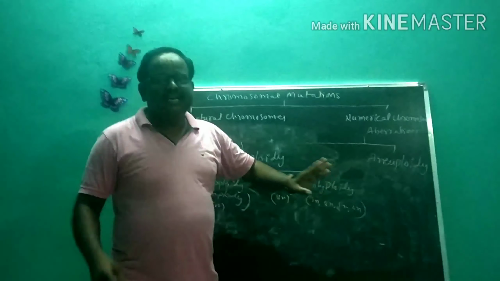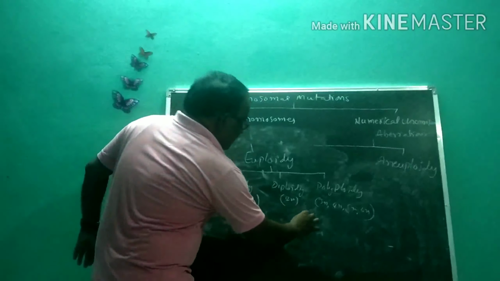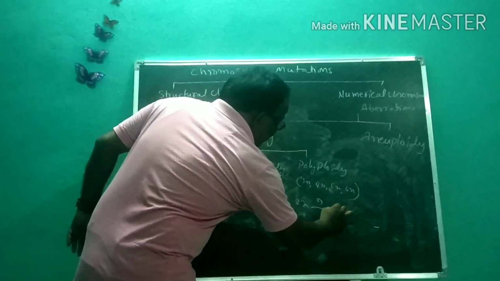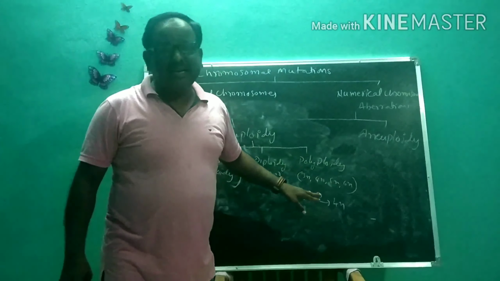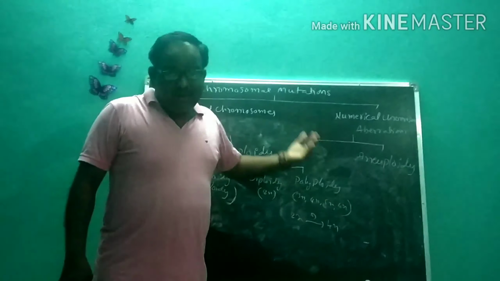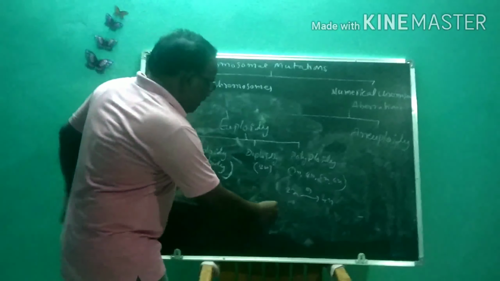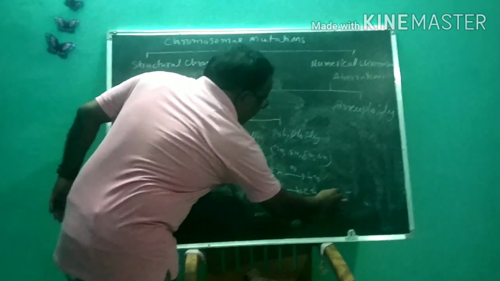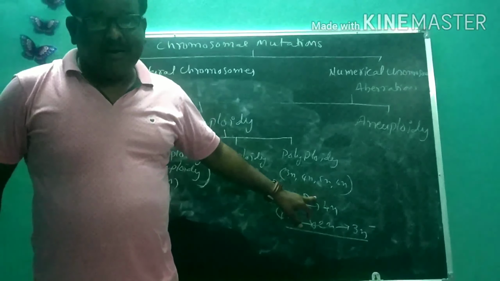Polyploidy generally arises from doubling. For example, primary polyploidy means 2n doubled gives 4n. That is called primary polyploidy. Secondary polyploidy arises after a different ploidy level: 4n plus 2n gives 3n after crossing. That is called secondary polyploidy.